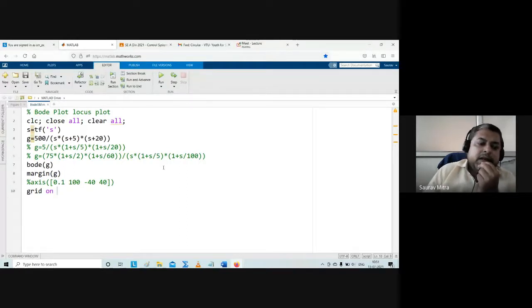Second is what are the regions of slopes in the resultant. Region 1 starts from 0.1 up to 5 radian per second. The slope is minus 20 dB per decade. Region 2, 5 to 20 radian per second. The slope is minus 40 dB per decade. And region 3, 20 radian per second up to infinity. The slope is minus 60 dB per decade. So these are the 3 regions that you have to explain in point number 2.